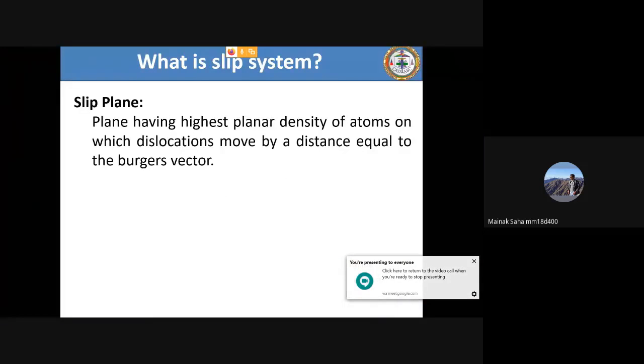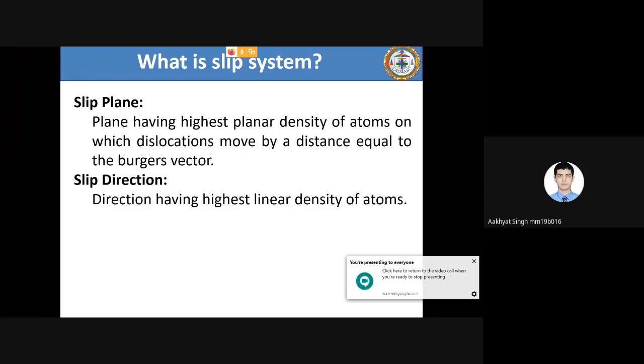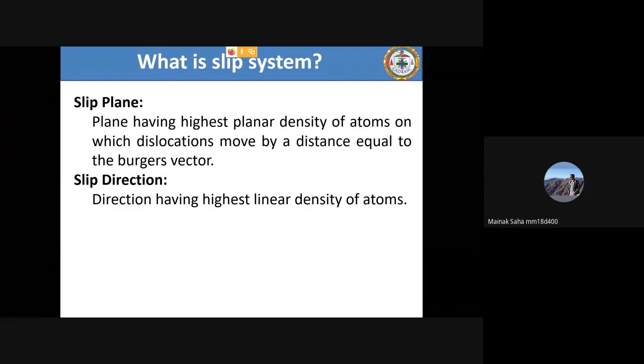It's very simple. I think you have been taught about slip plane, no? Slip plane, slip direction, and all. Yes? Okay, good. So the simple definition of a slip plane is what? It's a plane which has the highest planar density of atoms, right, on which the dislocations can move, right, by a distance equal to the Burgers vector. And I just want to know from you, do you have any idea about what a Burgers vector is?